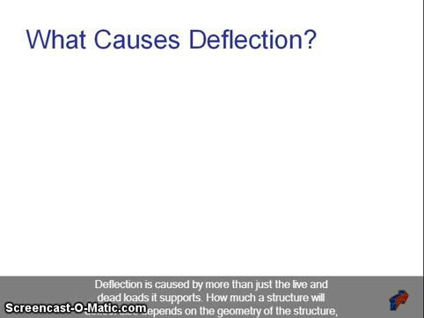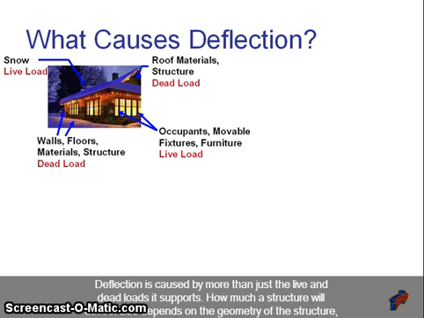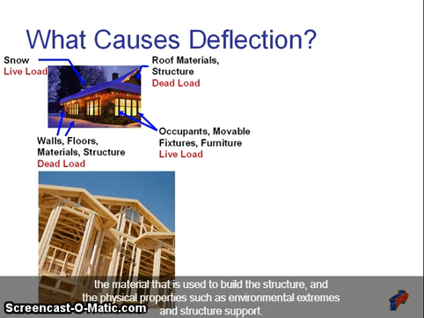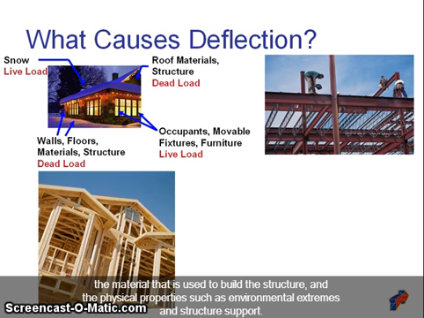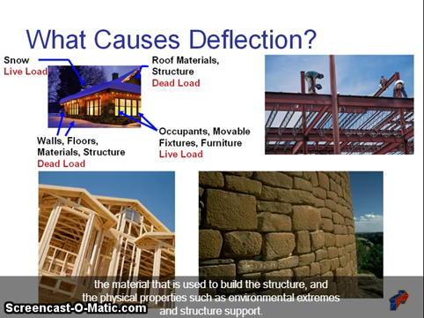Deflection is caused by more than just the live and dead loads it supports. How much a structure will deflect also depends on the geometry of the structure, the material that is used to build the structure, and the physical properties such as environmental extremes and structure support.